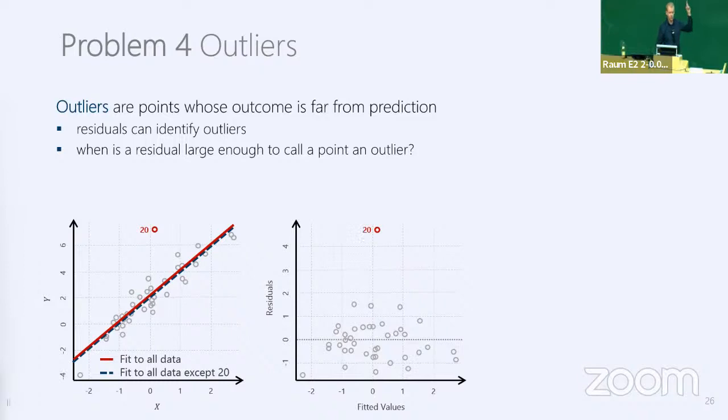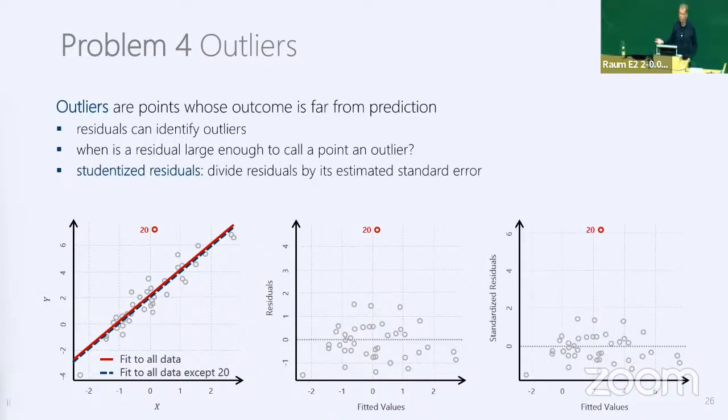That raises the question: how large should the residual be before we say outlier? Inliers and outliers. When is something normal or not? But what you can do is studentize the residuals. You divide by the standard deviation, or standard error, sorry.